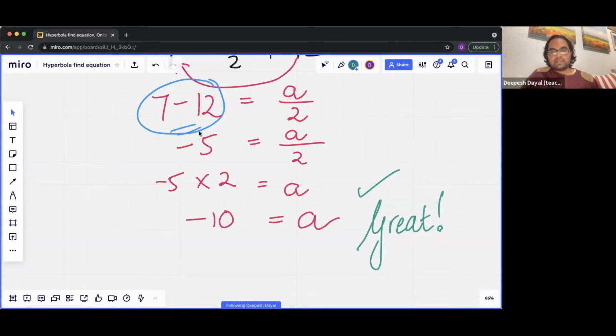So 7 minus 12 is -5, and -5, then we take the 2 over, because it's divided on the left, it becomes times on the right, and -5 times 2 is -10. Okay. So yeah, like I said, I just placed this in the start just for us to get some practice with equations, because we're going to use that today.